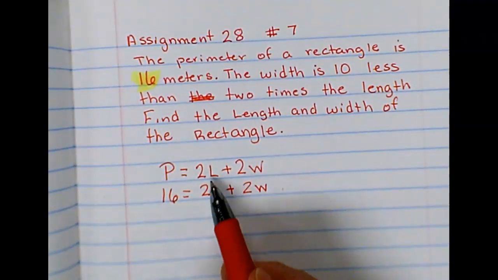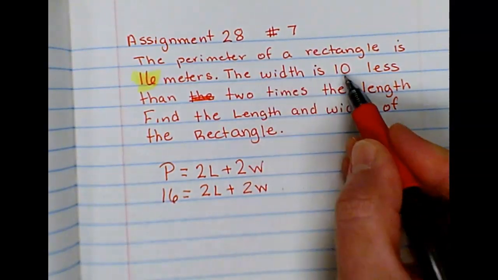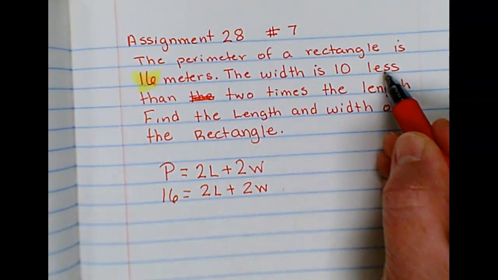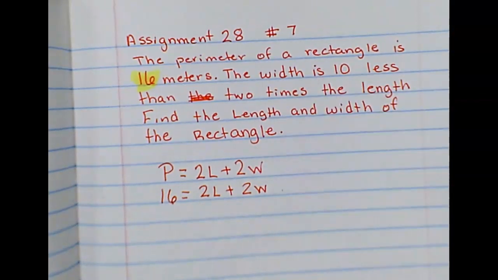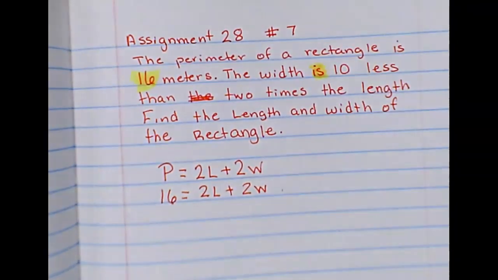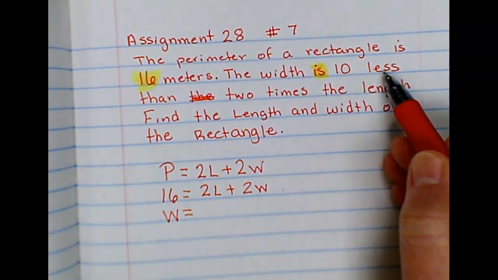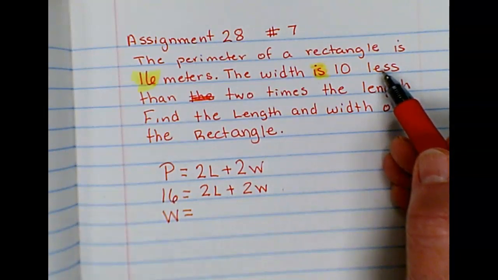And it tells you to use L for the length and W for the width. And it says the width is 10 less. Where you see the word "is," that's where you have an equal sign. Now, 10 less is a little bit tricky. What does less mean? Subtract. I am subtracting the 10.